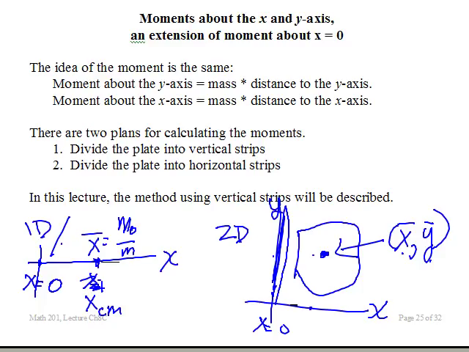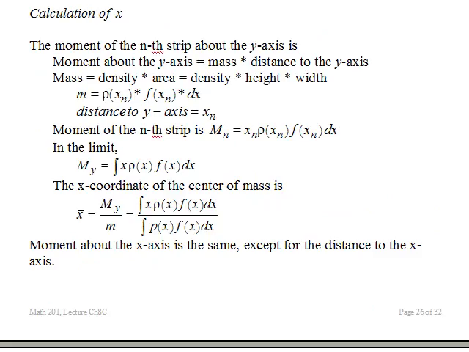As I've written here, there are 2 plans for calculating these moments. One, you can divide the plate into vertical strips, which is what we're going to do, or you could divide the plate into horizontal strips. We're using, again, very simple strips, and you can extend this later in physics as needed. What we're going to use here are the vertical strips.